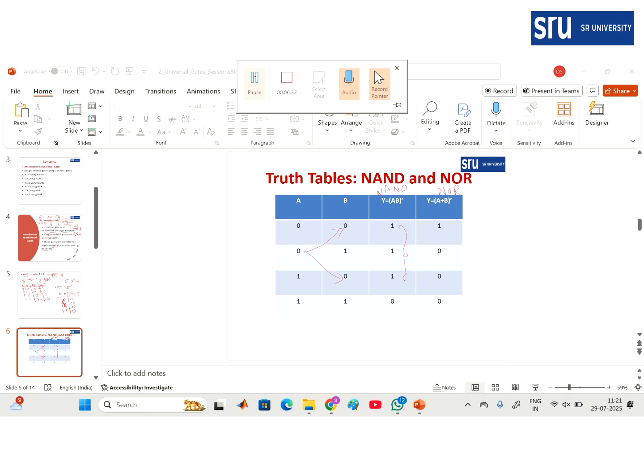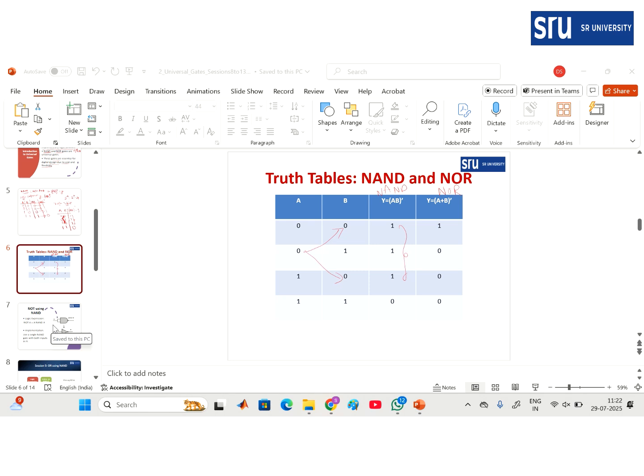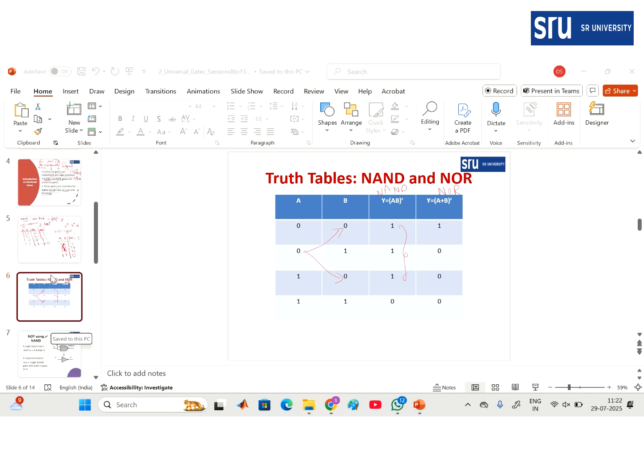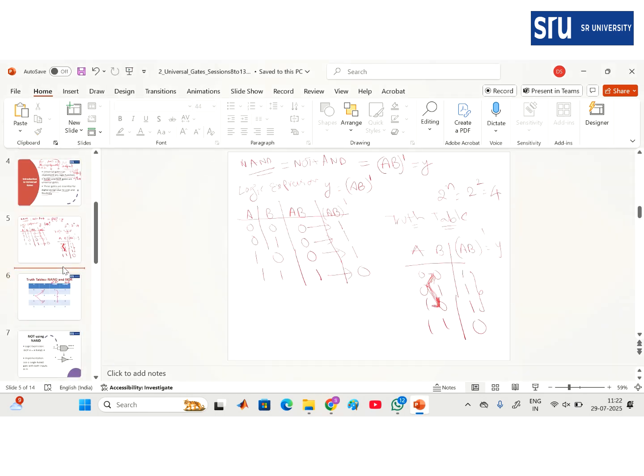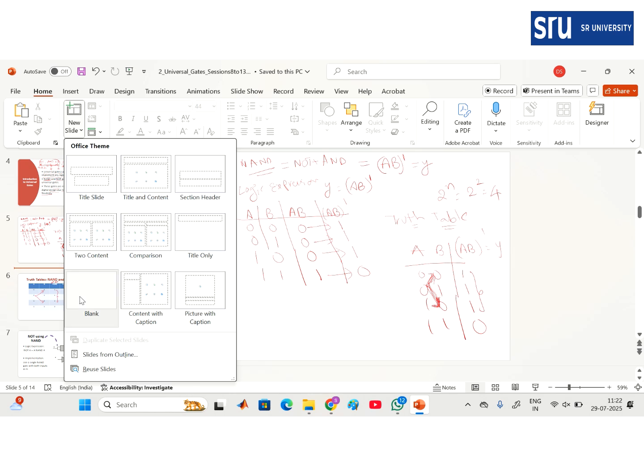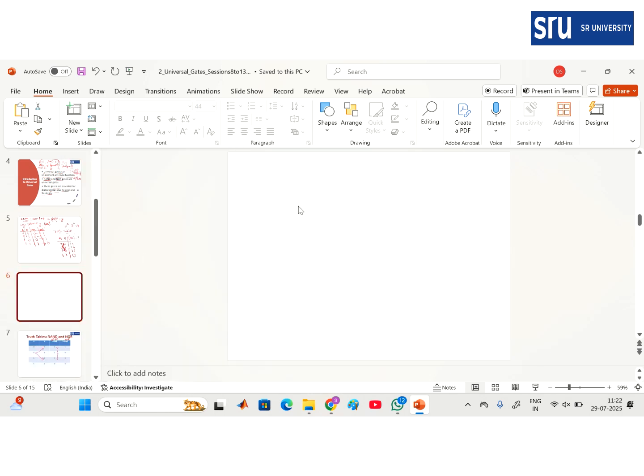So for OR, if at least one input is high, then the output is definitely high. Opposite to that, if both the inputs are low, then the output is high, and in all the remaining cases the output is low, right? So these are about the NOR gate. Let us consider one more slide to explain the NOR gate operation. So, NOR gate.